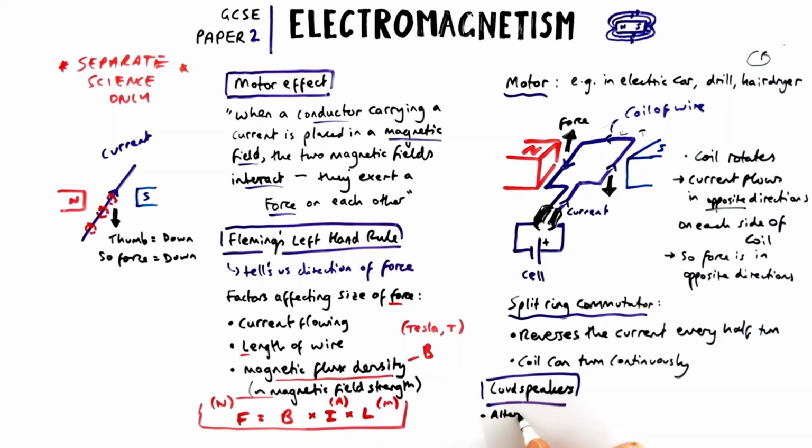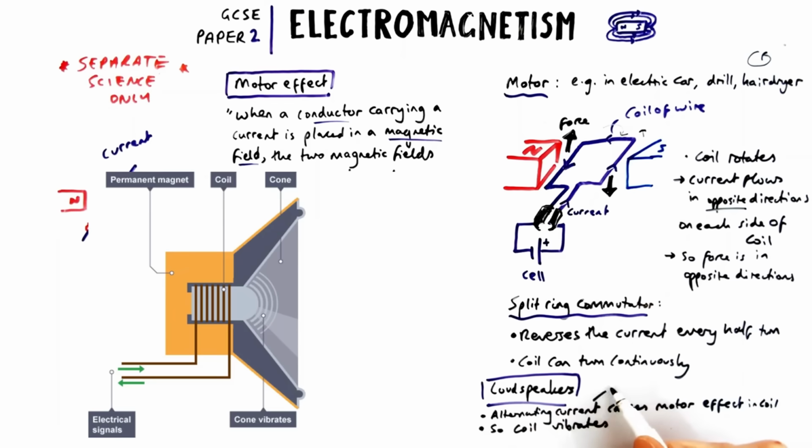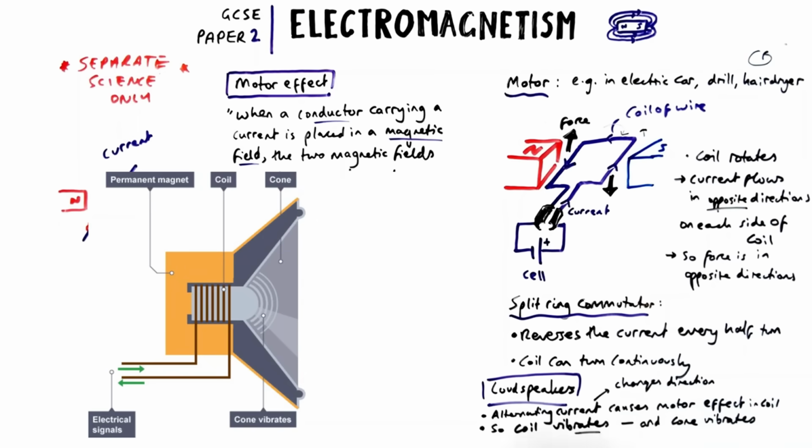So any speaker in the world works like this. I've got an image on the screen now. It relies on alternating current, which is changing direction, to cause a motor effect in the coil. Because it's alternating current, it's changing direction, so the coil vibrates, it changes direction quickly. Therefore the cone, where the sound comes out from, also vibrates. Air particles that are near the cone will vibrate at that same frequency, which means sound waves at the same frequency which the coil is vibrating at.